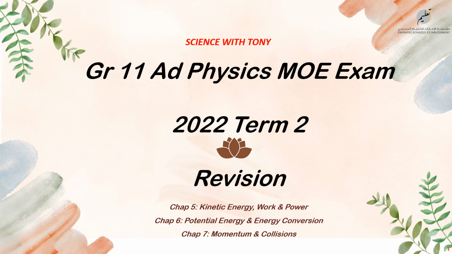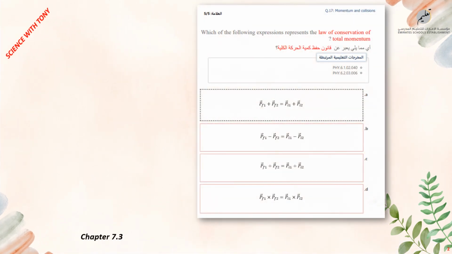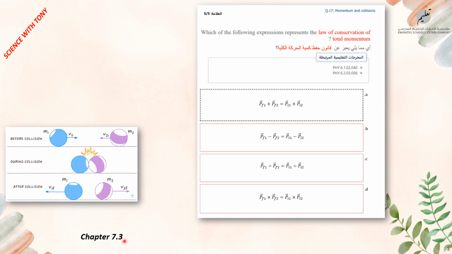Which of the following expressions represent the law of conservation of total momentum? To answer this question, you have to refer back to chapter 7, section 3. And here is another example of a collision. So we have two balls being collided. As we know, before being collided and after being collided, the momentum is always constant.